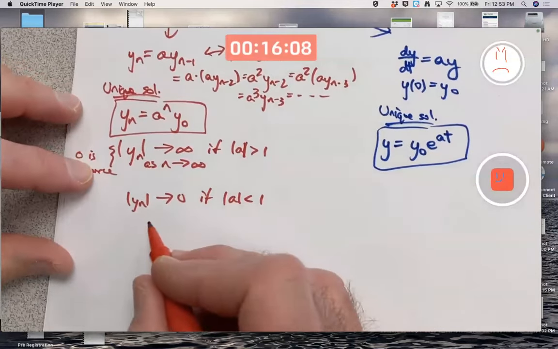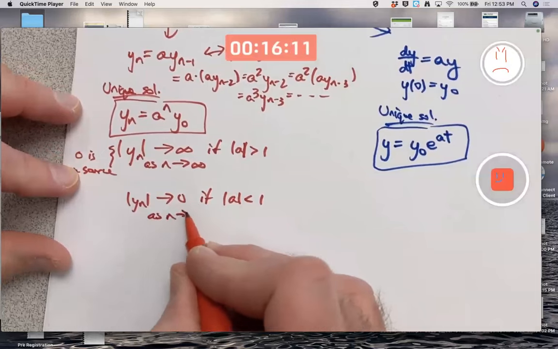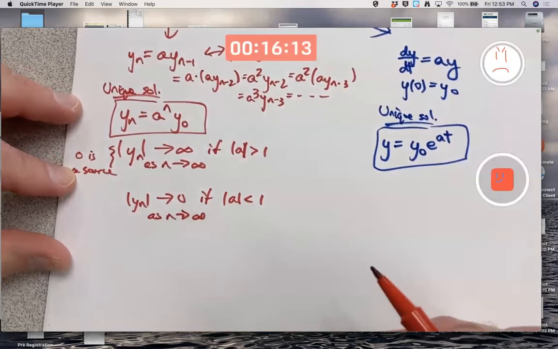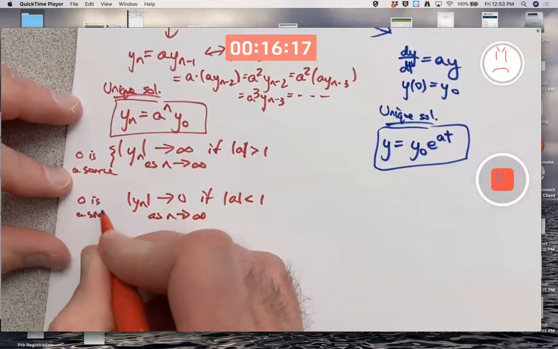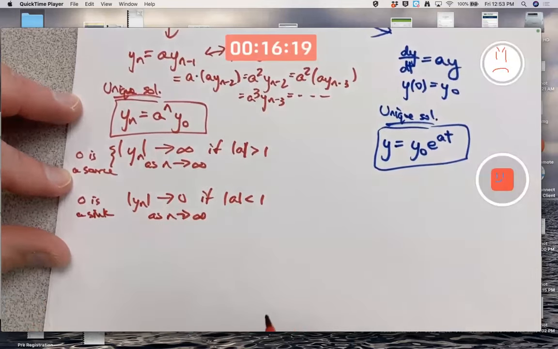Here it's going to go to 0 as n goes to infinity. If the absolute value of a is less than 1, 0 is a sink. What if the absolute value of a equals 1?